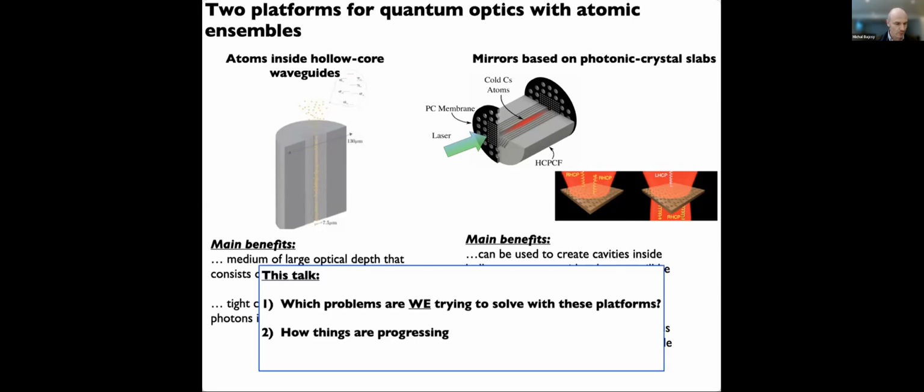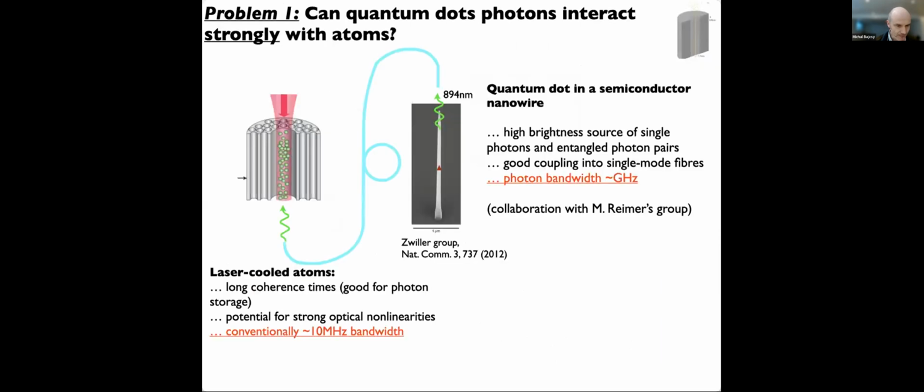So I'm going to talk about which problems we are trying to solve with these platforms and how we are doing on that. Problem one, that some people might be asking: is it possible for photons emitted by quantum dots to interact strongly with atoms or atomic ensembles? The advantage of atoms, in particular laser-cooled atoms, is that they can give you very long coherence times, which is good for quantum optics processes and photon storage in particular. There's also potential to achieve very strong optical nonlinearities with low power light with laser-cooled atoms.